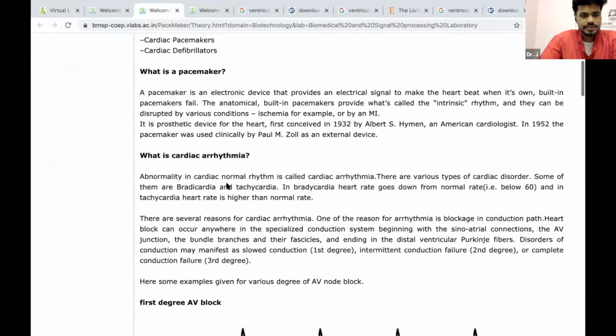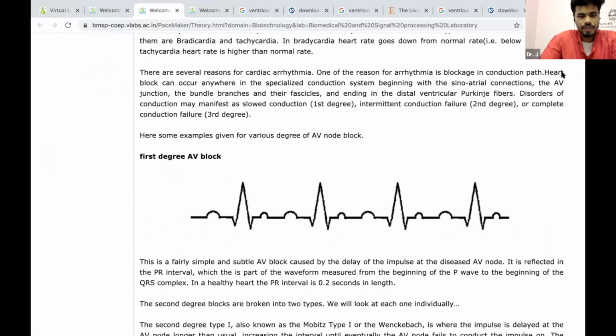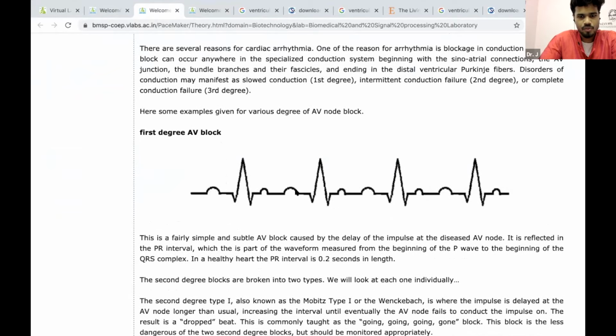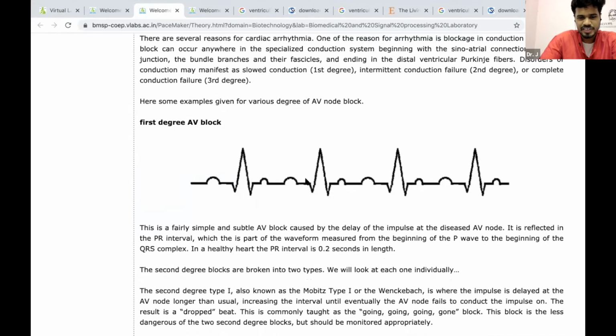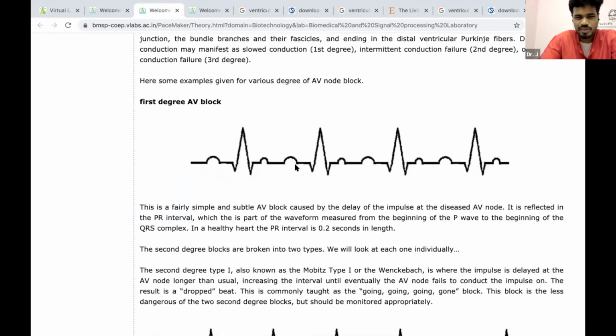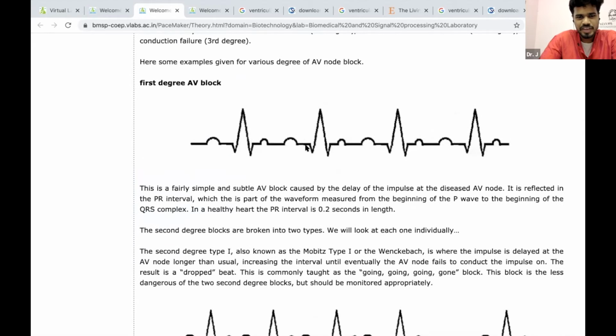Pacemakers. Now we have a couple of examples here. What is going on here is this gap. We have a P wave, the PR interval, the QRS, and then the T wave. The problem here is the distance between P and R is slightly longer. In a healthy heart it is roughly 200 milliseconds, but here it's much longer. So the AV node is not really working, or working very slowly.